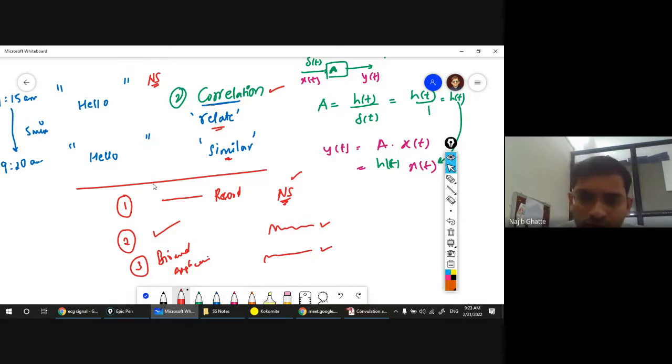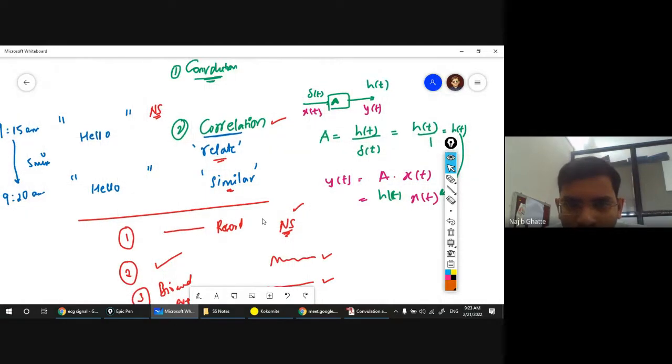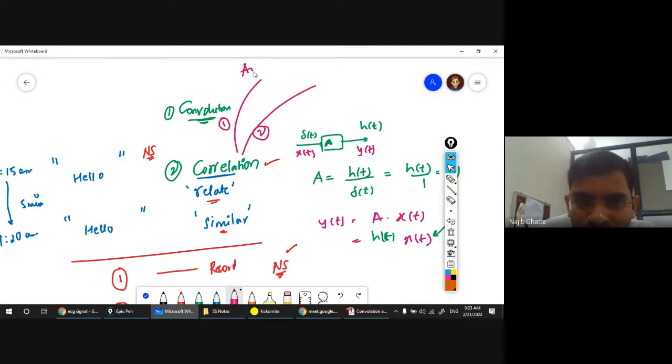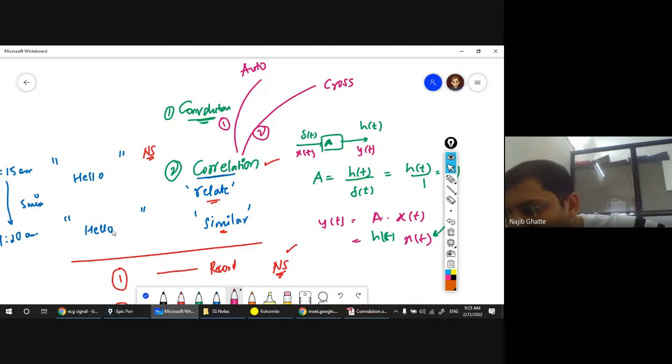Now let's come to the numericals. Before we come to the numericals, I want to show you a very simple, interesting thing. Correlation is basically of two types. Type number 1 and type number 2. Type number 1 stands for auto and type number 2 stands for cross. What is the meaning of auto? Like in case number 1, in autocorrelation, I am comparing one signal with the same signal itself.